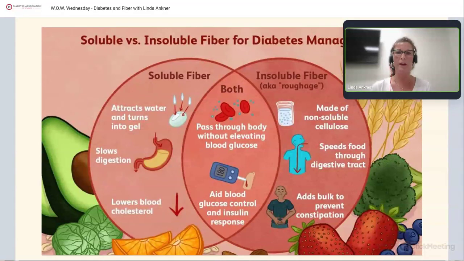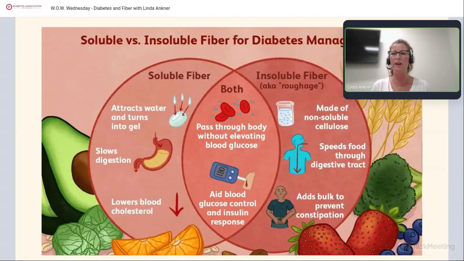This insoluble fiber is made of non-soluble cellulose, which helps to speed food through the digestive tract. So that's a little different than the stomach portion. The digestive tract is going to be your intestines, and so once the food empties from the stomach, it's going to get into the digestive tract.